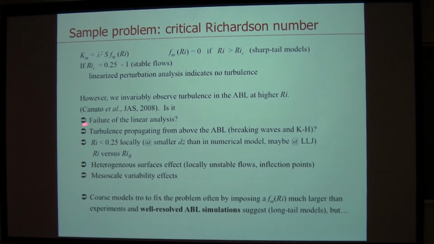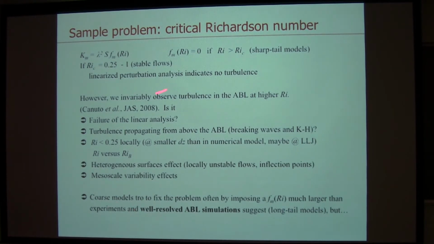And some questions come up. Is it a failure of the linear analysis? Is it turbulence that's propagating from breaking waves or Kelvin-Helmholtz instabilities rather than being produced locally? Is it because our bulk Richardson number is large, but locally we have regions where it's small, and so in these regions we get turbulence production? Is it an effect of surface heterogeneity, so is it the unresolved heterogeneity of the domain? Is it a mesoscale variability effect, etc., etc.?